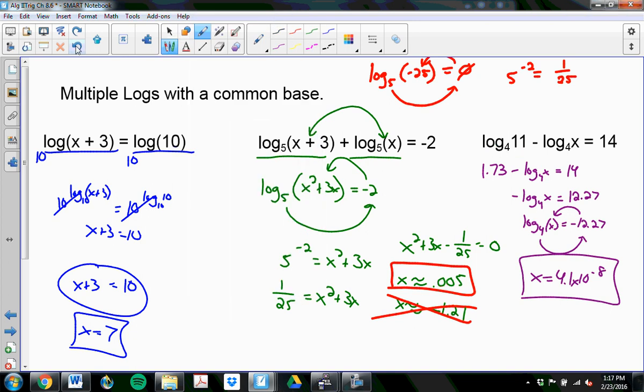Another great way to handle this is that subtraction actually becomes division. So I could do log base 4 of 11 over x equals 14. Then do 4 to the 14th divided by 11.